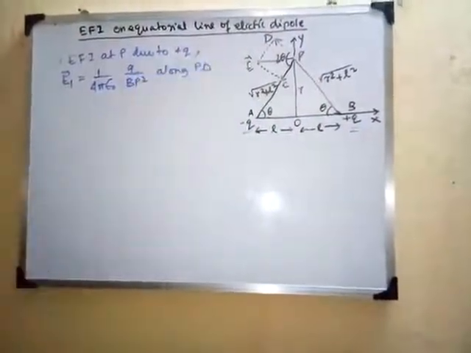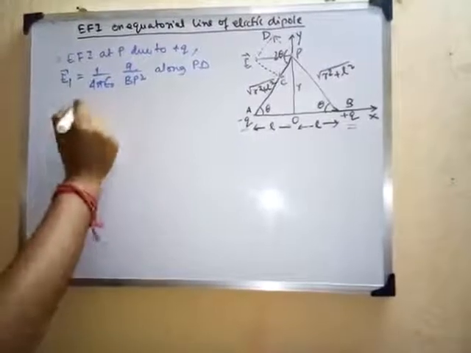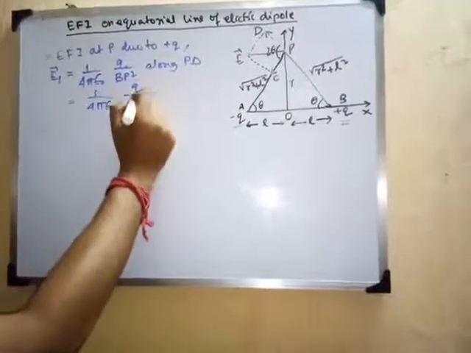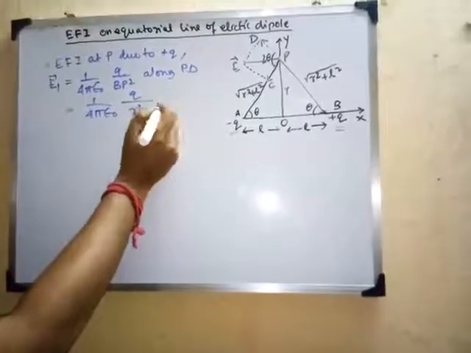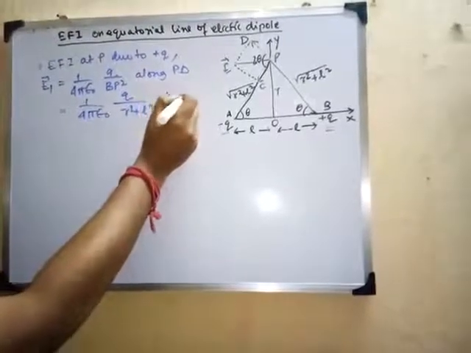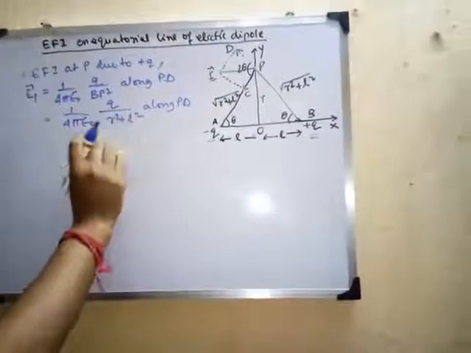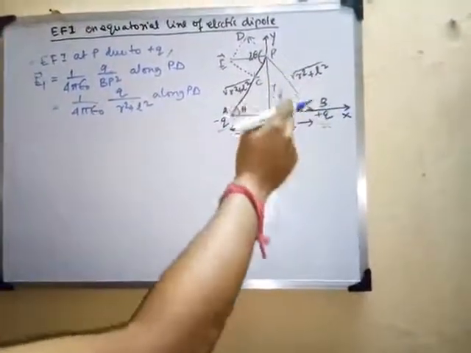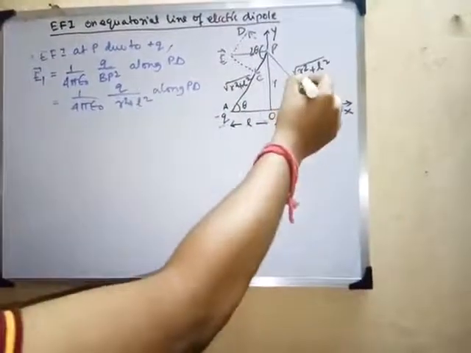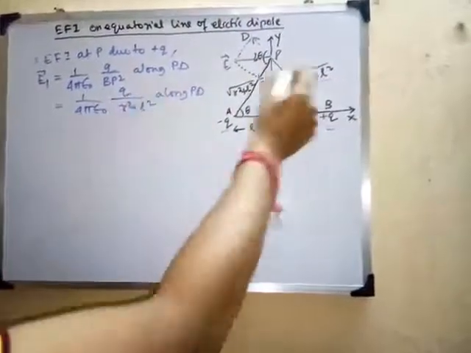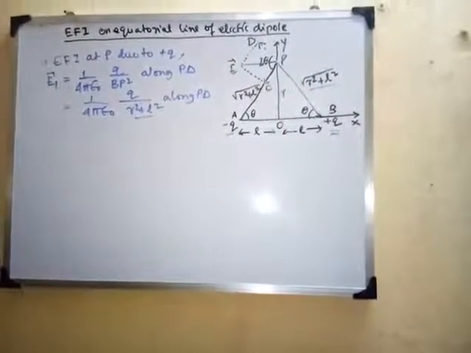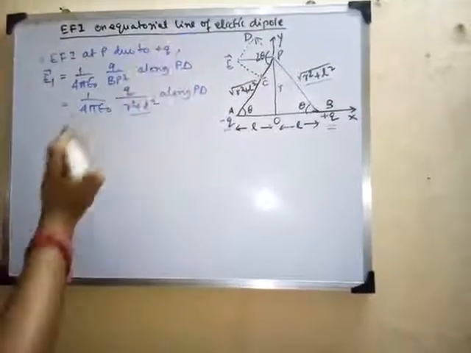So along PD, this will be equal to 1 by 4 pi epsilon naught Q by R square plus L square along PD again. Why this? Because this is the hypotenuse of this right angle triangle, so this is root over R square plus L square. You simply square this one, so you will get R square plus L square along PD, right? So this was due to plus Q.